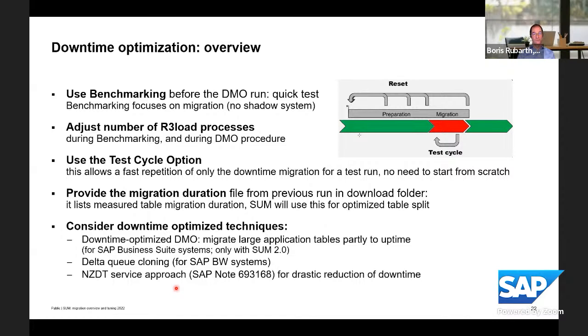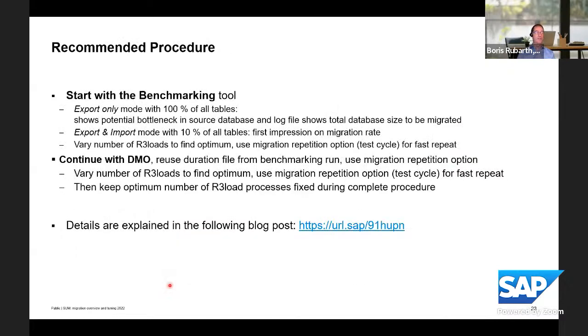So the recommended procedure for tuning the standard DMO, apart from those extended procedures, is you start with a benchmarking tool. You use an option that tells you export only. That means you will only export from the source database, but not yet import into the HANA database, just to see how the export works. And if there is a bottleneck, and this will even be logged in the log files of the software update manager, the database size that the tool recognizes, as not all content is exported.